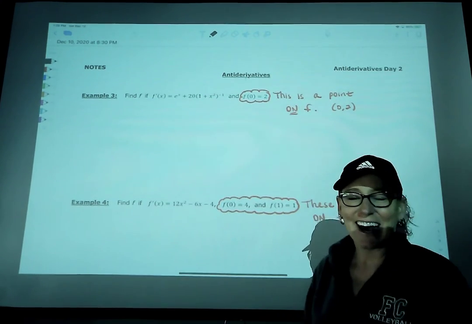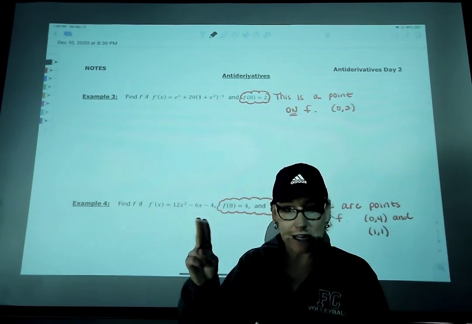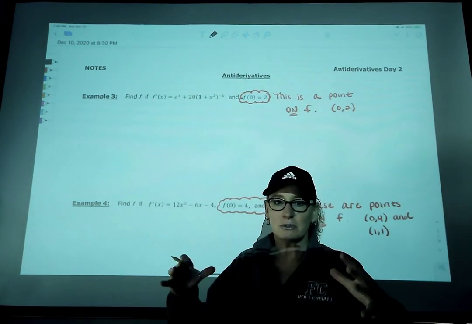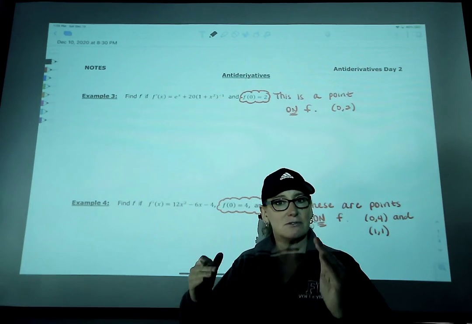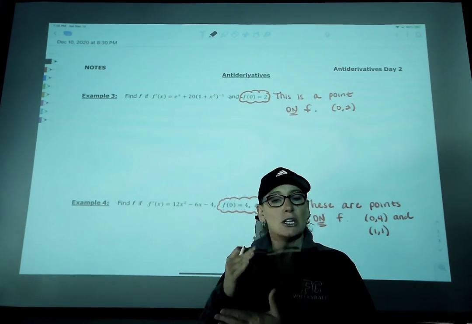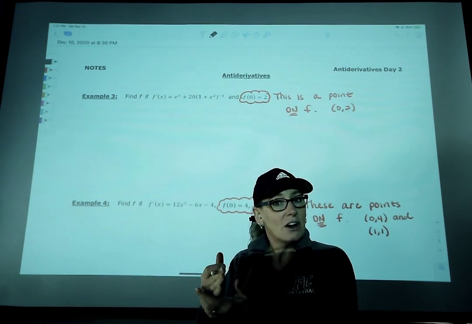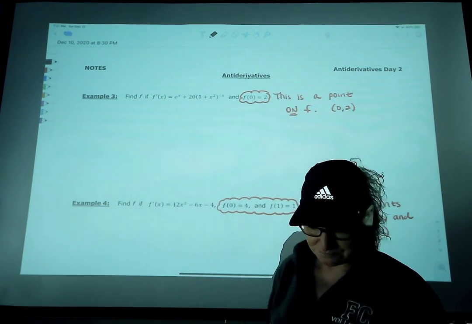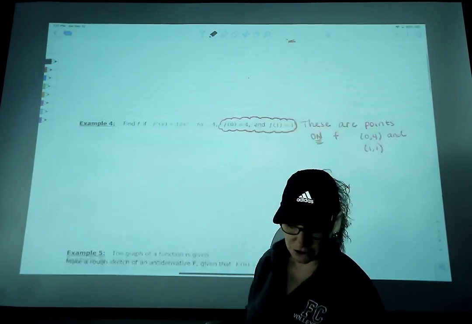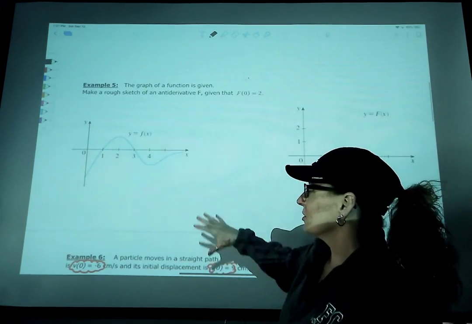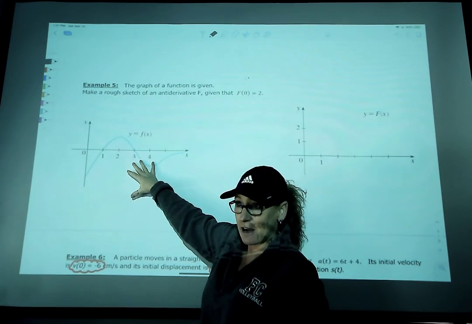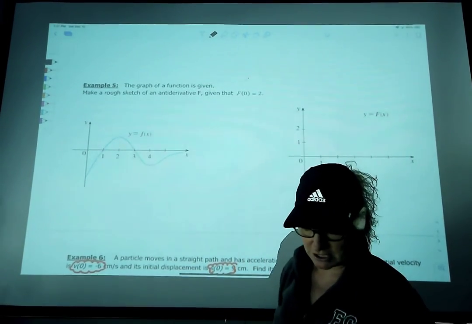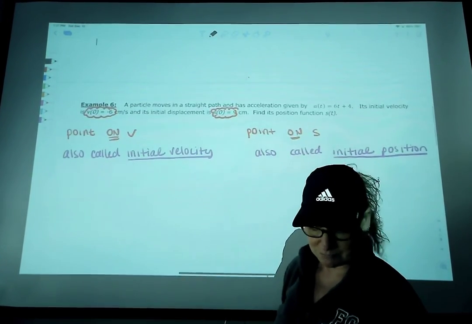Hey guys, I have your notes here for day 2 of antiderivatives. Again, you're just getting used to taking some simple antiderivatives, finding that original function. Don't forget to put plus c on the end of it because we don't know what that constant was. And then we'll also get into looking at the graph of a derivative. What does that look like for the original function? And then some word problems. All right, so here we go.